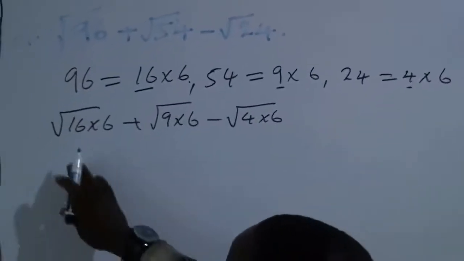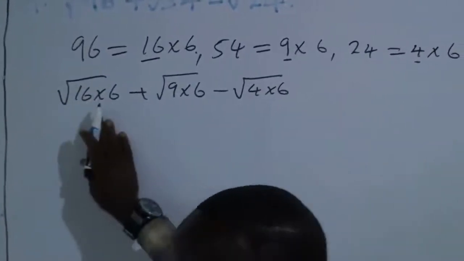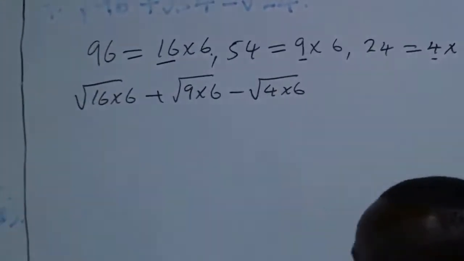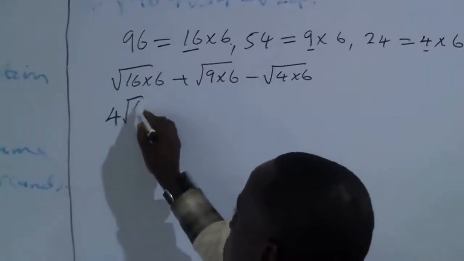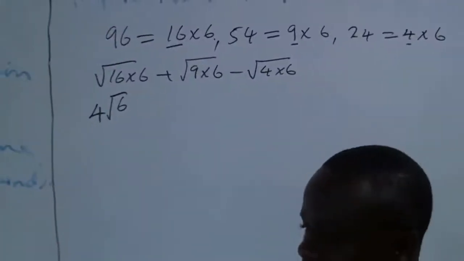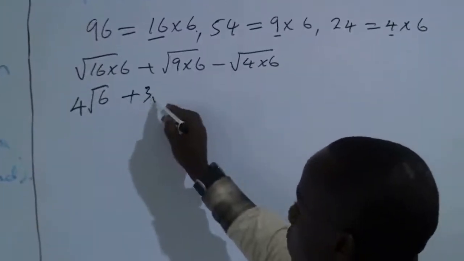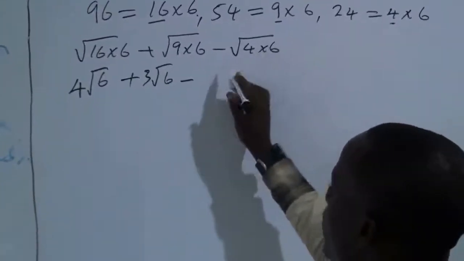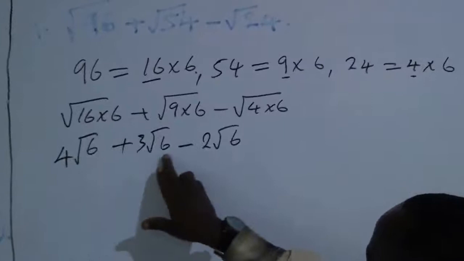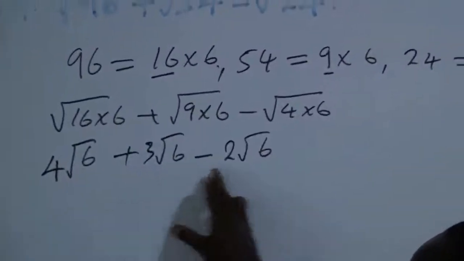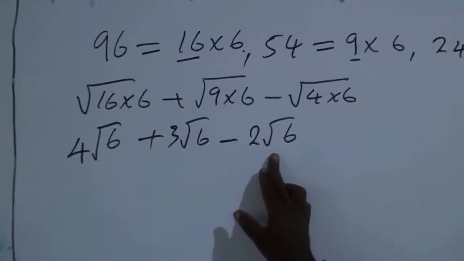From our previous lesson, we discovered that this can be split, so we don't need to be doing all those things all through. All we know is that the root of 16 here is 4, and then root 6 remains, because we can't take the root of 6 since it's not a perfect square. Here, the root of 9 is 3, so you have 3 root 6, and the root of 4 here is 2, so you have 2 root 6. Now you see everything is having root 6, root 6, root 6. So all of these are similar surds, and therefore we can add and subtract as the case may be.